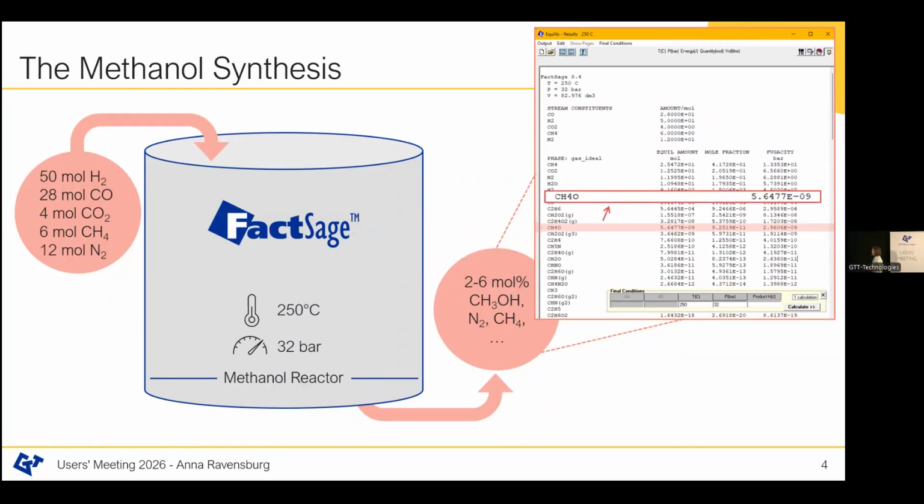And you can see that it is 5.64 times 10 to the power of minus 9 mole. That is not really 2 to 6 mole percent. So probably there are some kinetic limitations in my methanol formation that somehow are not considered in my calculation, and this is what I'm going to talk about today. So how can we consider this in order to actually be able to reproduce what we see in the experiments?